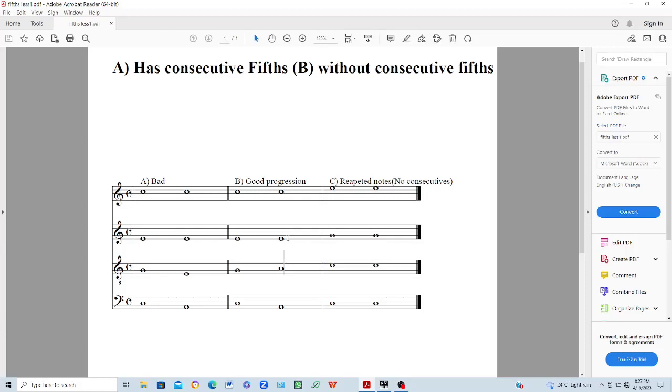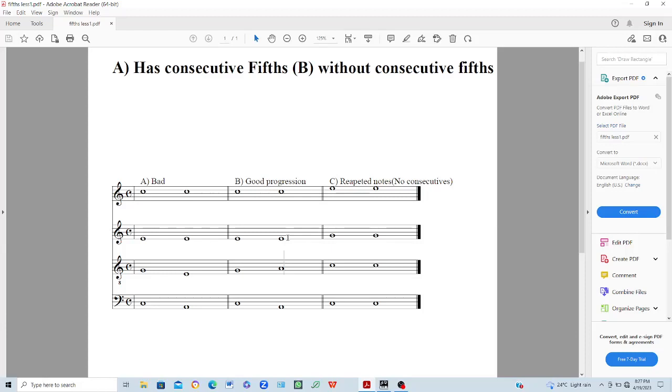Remember, consecutives are considered bad in harmony when they occur in the same two parts of your harmony. But in this case, in the second bar, they are in two different parts, so they don't form consecutives. So bar 2 has a good progression compared to the first bar.